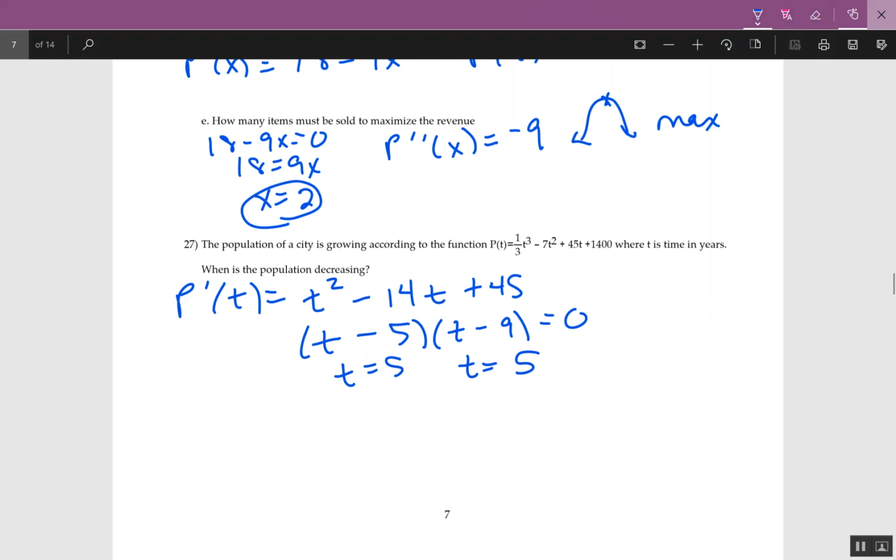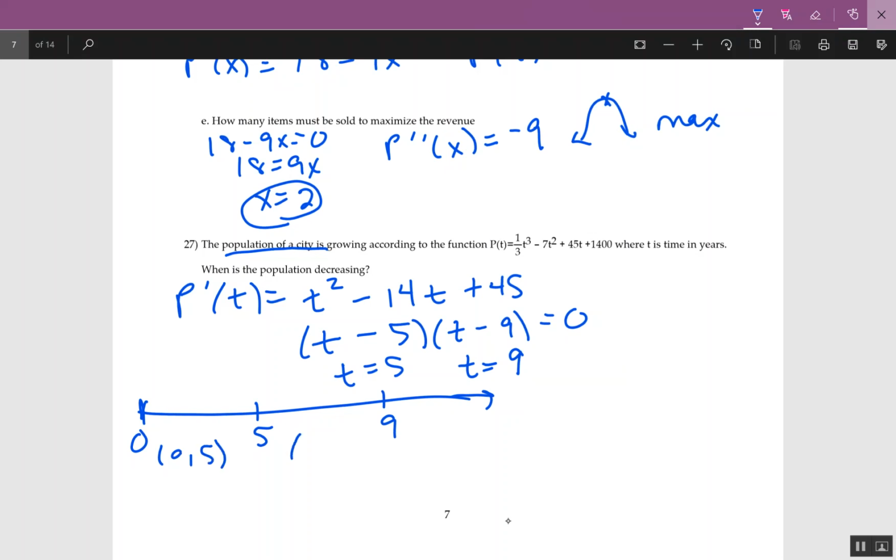So what we should be thinking about is, like anything else we've been doing where we're trying to find the increasing and decreasing, I do need to make a chart. So on the chart, here's a big difference because we're talking about a population of a city. Time is positive. I'm not going to go back in time. I can only use from when they started. So this is going to start at 0. We have the 5, we have the 9, and it keeps going. So I know I have 0 to 5, I have 5 to 9, and I have 9 to infinity.